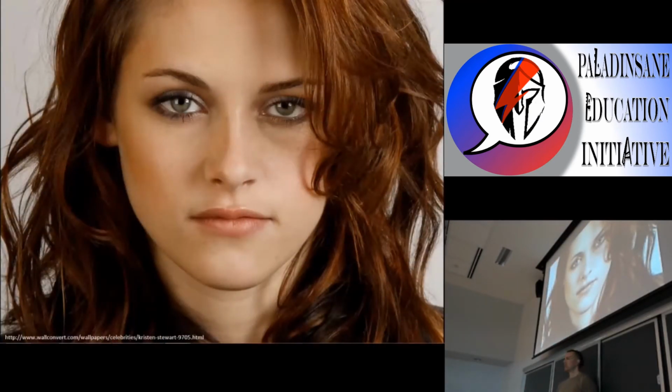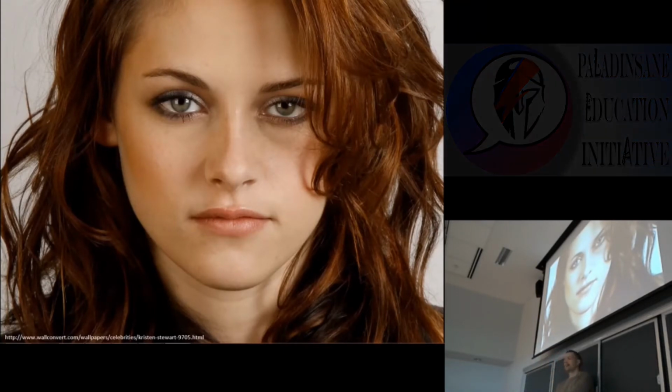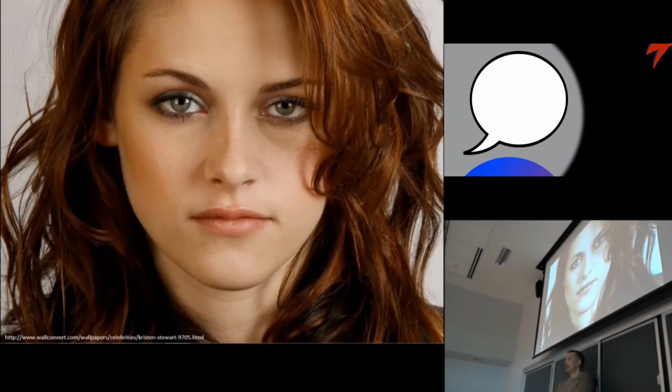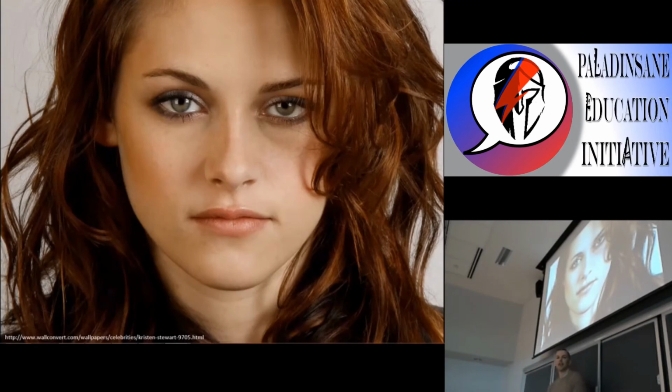So Kristen Stewart is infamous for her ability to make this and only this facial expression. So I tried to get into Twilight when it first came out. That's like right up my alley. I love those types of movies. I didn't because, again, this is my opinion, I think it's just a bad movie.